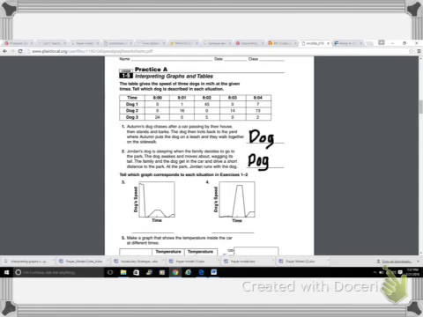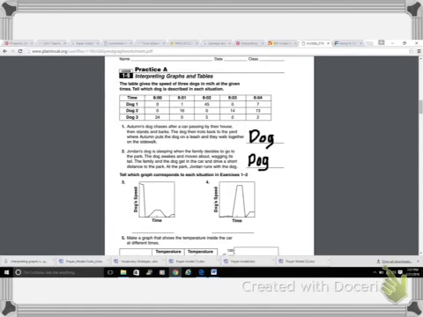So let's read each scenario. We have 3 dogs we're comparing, and there's a table that represents these 3 dogs: dog 1, dog 2, dog 3. Let's read each scenario and figure out which dog the table is describing. So, question number 1. Autumn's dog chases after a car passing by their house, then stands and barks.